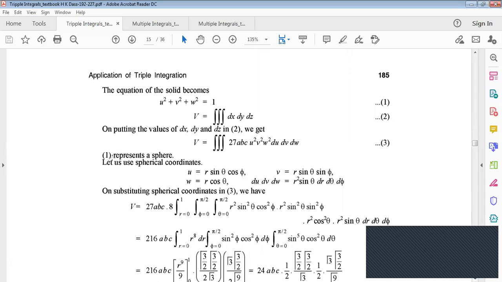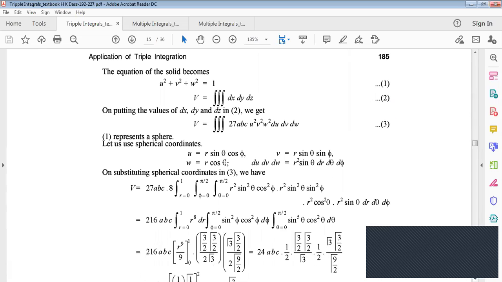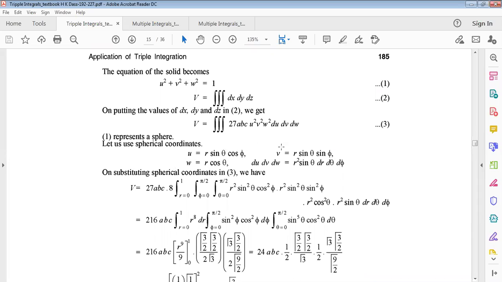So equation 1 represents a sphere. Let us use the spherical coordinates. You must remember that this is the rule of spherical coordinates: u equals r sin theta cos phi, v equals r sin theta sin phi, and w equals r cos theta. Understand? This is the rule of spherical coordinates. U will be substituted by r sin theta cos phi, and v will be r sin theta sin phi, just the difference is only sin phi, and w equals r cos theta.